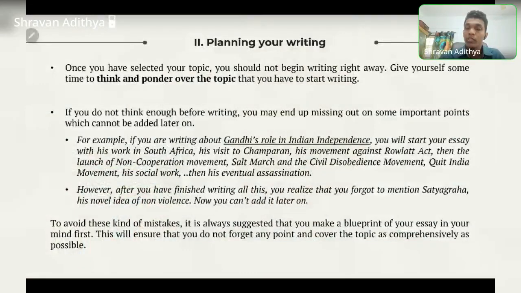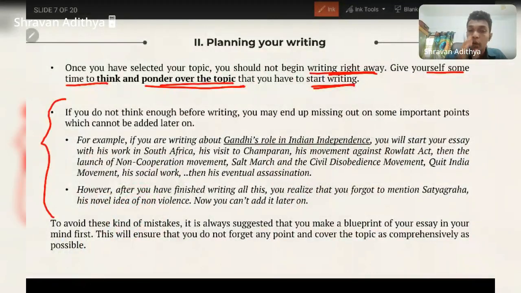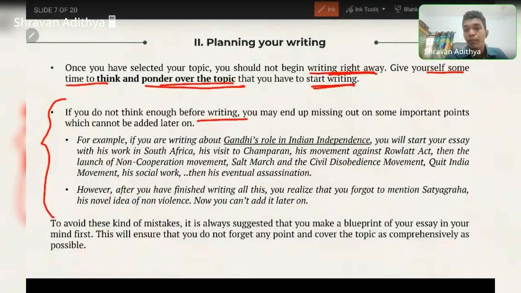Once you have selected your topic, based on the above steps, you should not begin writing your essay right away. You should give yourself some time to think and ponder over the topic. So do not start writing immediately. I have given you an example of why it is important for you to plan your writing. If you do not think enough before writing, you may end up missing out on some important points, which cannot be added later on.